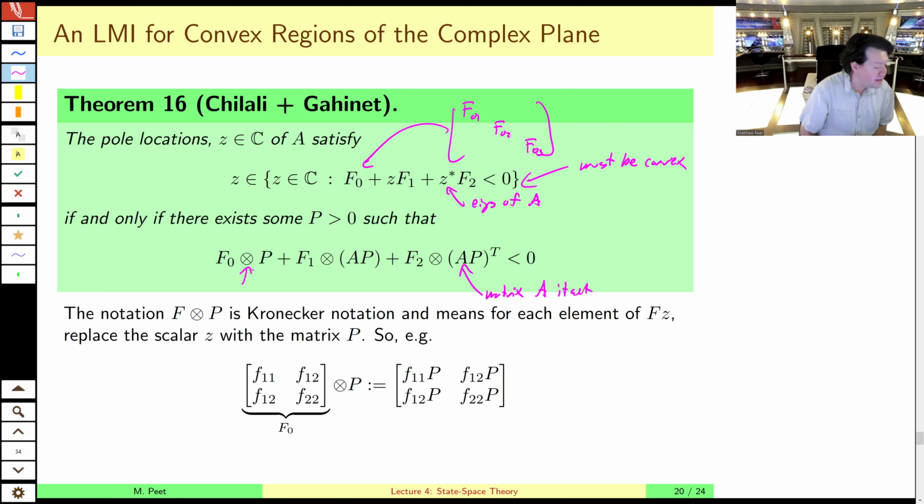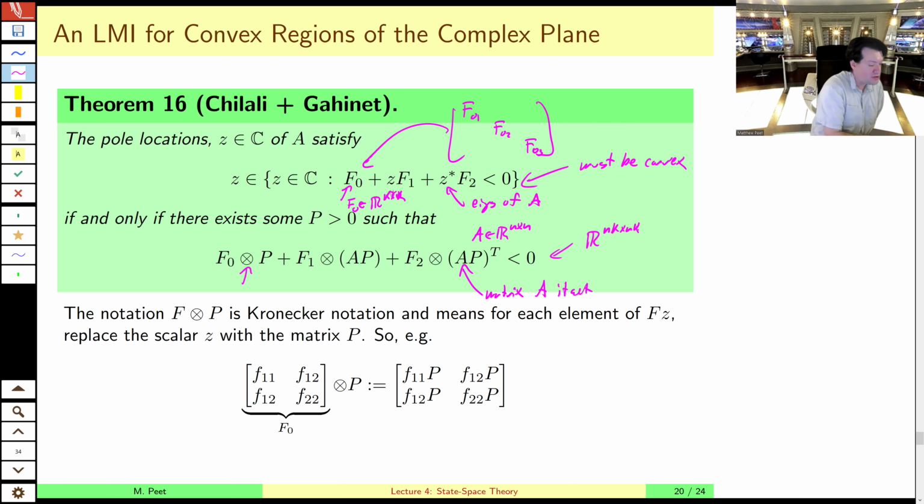So this was an LMI in the eigenvalues of A, and now we're just making this LMI much bigger, n times bigger, where n is the dimension of A. A is n by n, right? So if F is originally, say, k times k, our LMI constraint then becomes nk times nk, right? So it gets much bigger. And how does it get bigger?